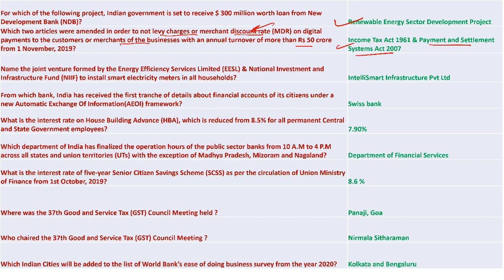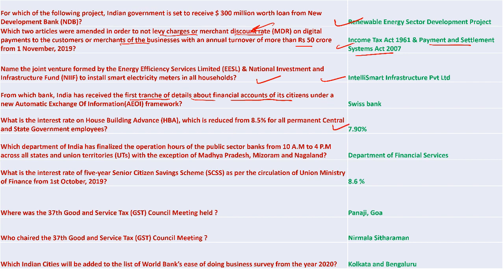Name the joint venture formed by Energy Efficiency Services Limited and National Investment and Infrastructure Fund to install smart electricity meters in all households. That's Intellismart Infrastructure. Which bank? India has received from Swiss Bank the first tranche of details about financial accounts of its citizens under the new automatic exchange of information framework.